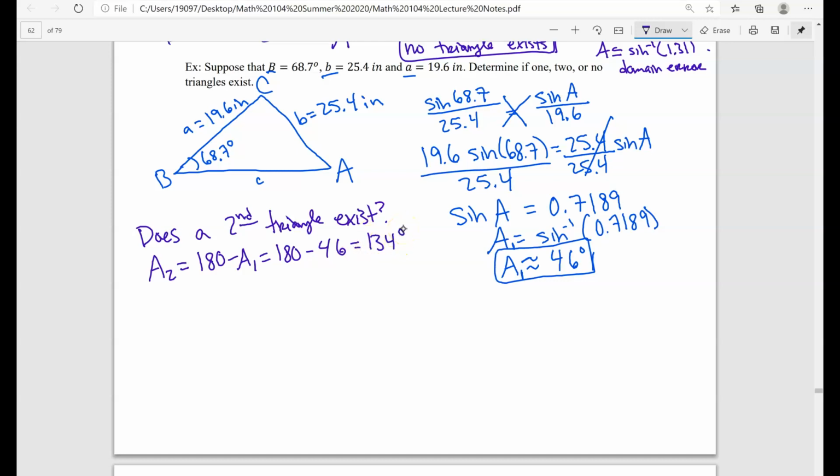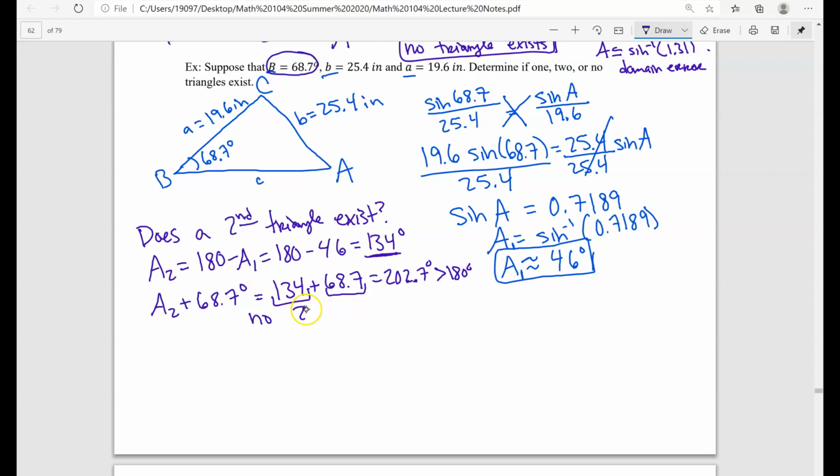Now what we got to do is that we're going to add this new A2 to our original angle that we are given, which is going to be the 68.7 degrees. So we're going to take this 134, add it to 68.7. Notice that it gives me 202.7 degrees. That exceeds 180. That means that just with these two angles, there's no way that I can form a third angle, so there's no second triangle. Because it's exceeded that, no second triangle exists.